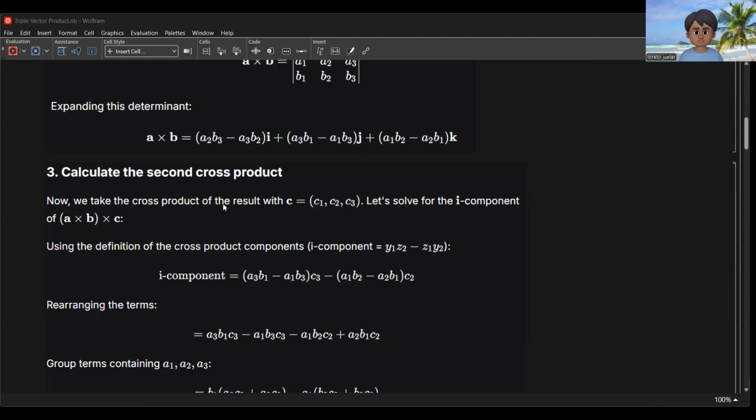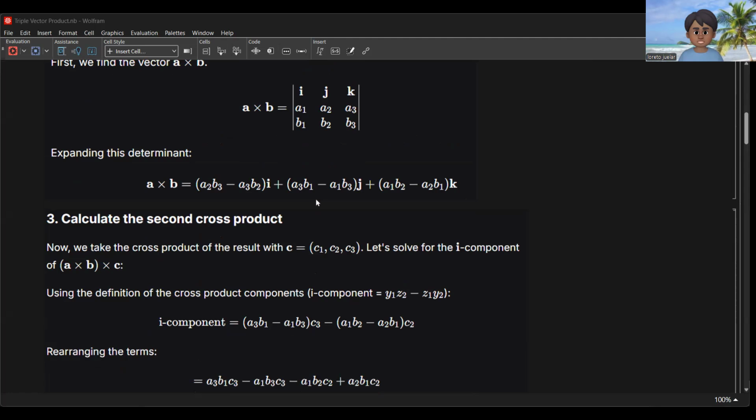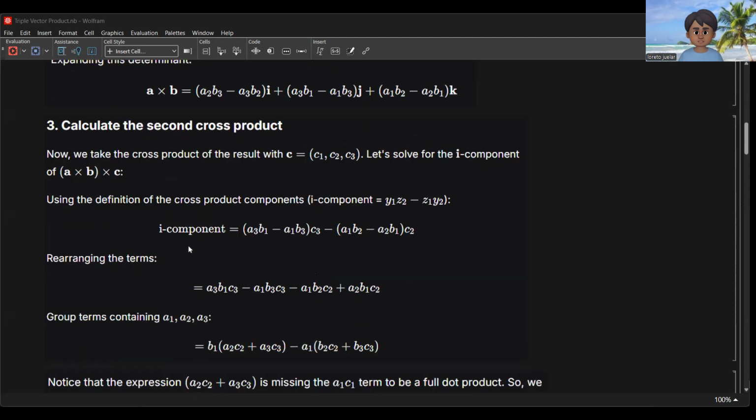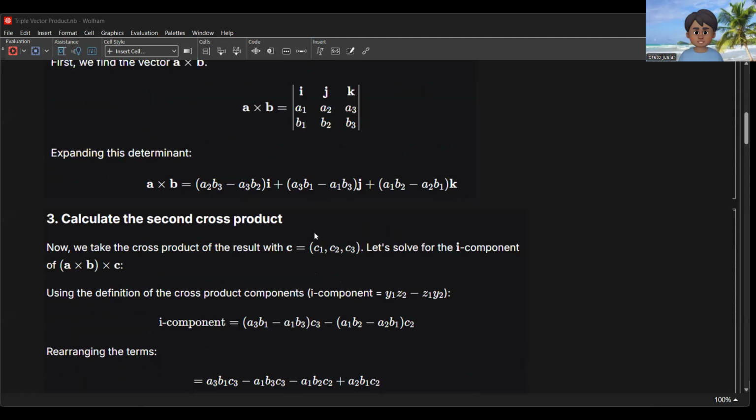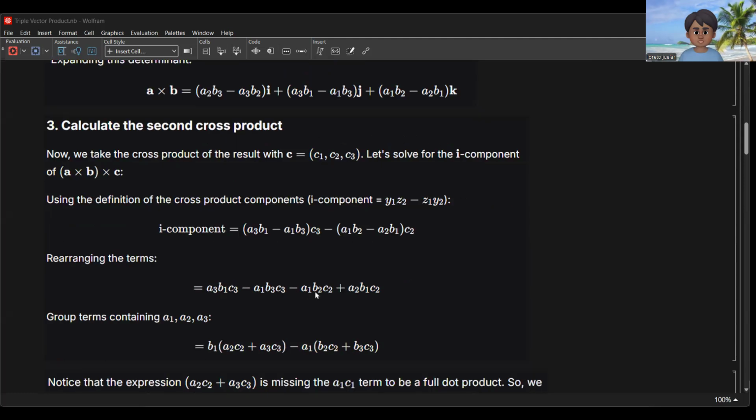Now we take the cross product of the result with C1, C2, C3. Using the same logic, we can further expand this using the vector C. So we have A cross B, then cross product with C. For the i component, we have (A3B1 minus A1B3) times C3 minus (A1B2 minus A2B1) times C2. Rearranging the terms, we have this one.